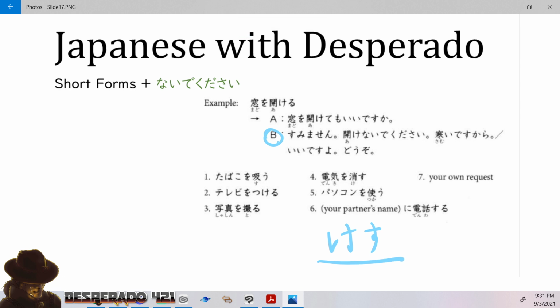So, sumimasen. What is that? Kesu. So we need to make this into the... Let me look at that real quick. Oh, no, I'm not doing te form. Nope, te form is what we did before. So this would be kesanai. Very good. So sumimasen, kesanai de kudasai.